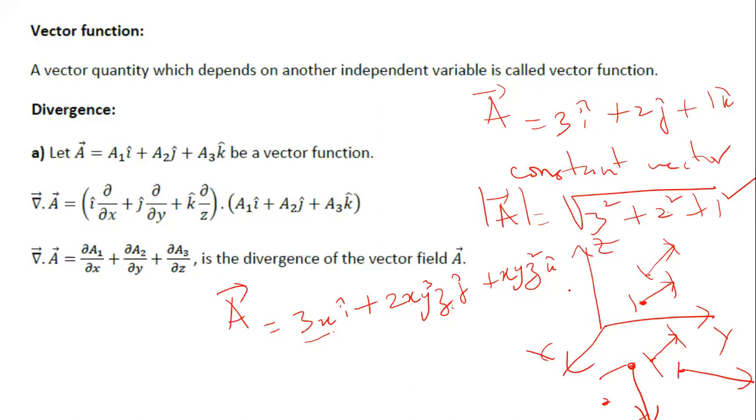It happens in non-uniform electric fields and non-uniform magnetic fields also, right? Now, divergence is when this del operator operates on this vector quantity.